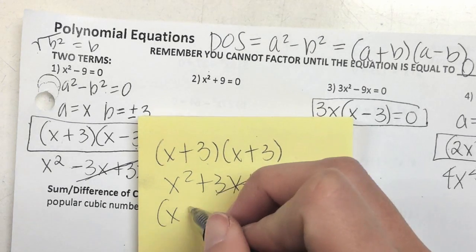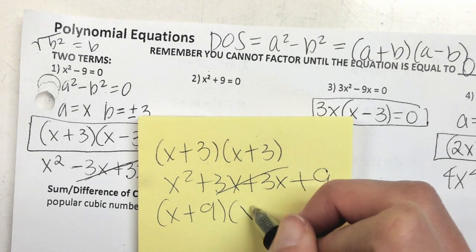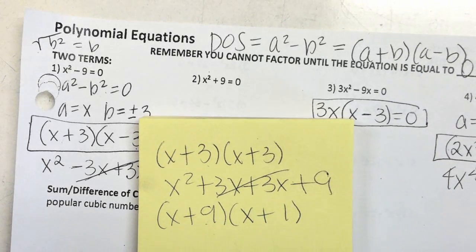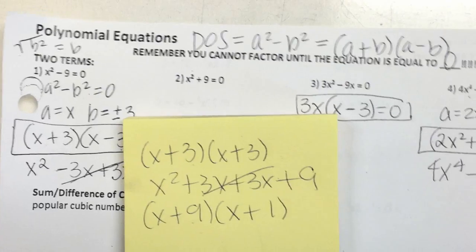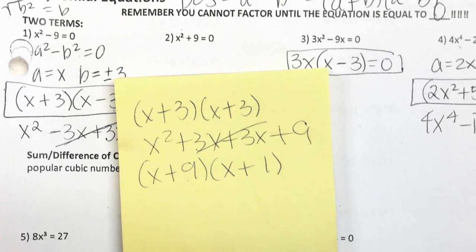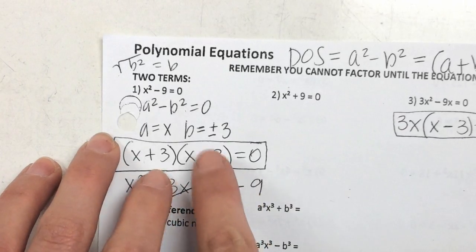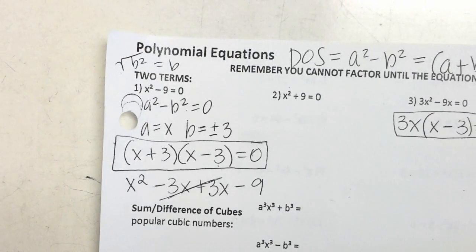If we did x plus 9 and x plus 1, is that what you were thinking? But then the middle term would be 10, right? We don't have a middle term. If we multiply them, we need a plus 9. One's negative and one's positive. It has to equal 0, right? One negative, one positive, same number.